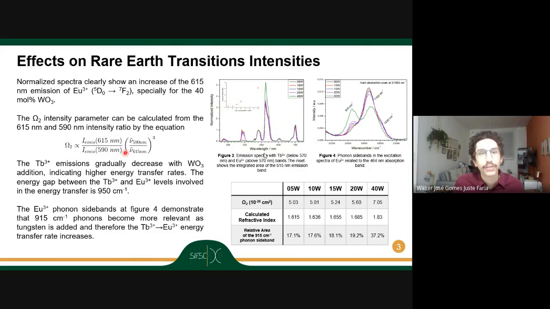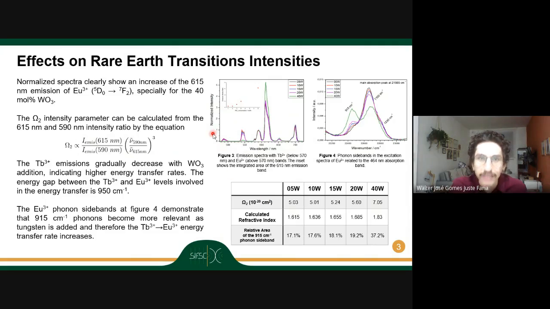And through this normalization, through the ratio between this band that only depends on the omega-2 parameter and this constant band, let's call it the magnetic dipole band, we can calculate the omega-2 parameter. And we can see, of course, since this emission here increases, the omega parameter increases a lot. So here we can see also the effect of polarizability, but not only on the intensity parameter. So again, we know for sure that the polarizability of these glasses is increasing. But these emissions here from terbium are actually decreasing. But this is not related to the intensity parameters.